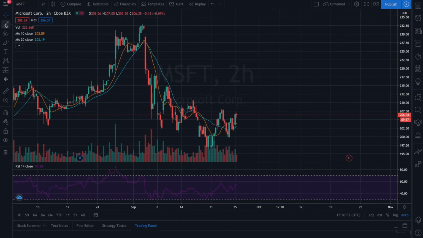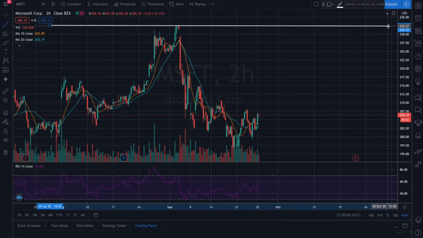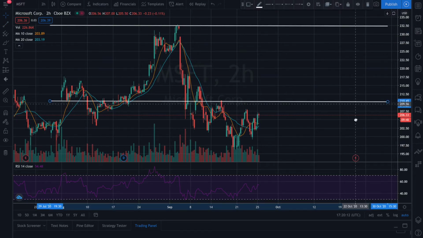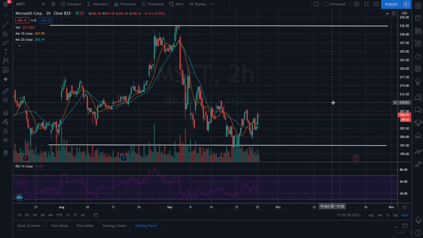So now we can draw that the most significant resistance we have on this specific chart at this very point is going to be 230, and then the most significant support is going to be 197.60. So now we've discovered the most important resistance and support within our large trading range.